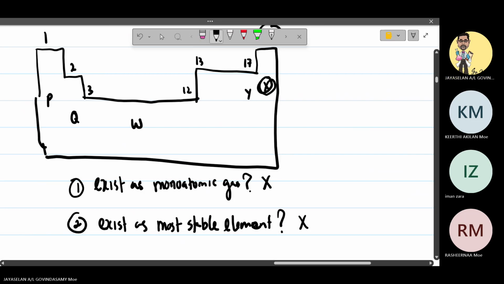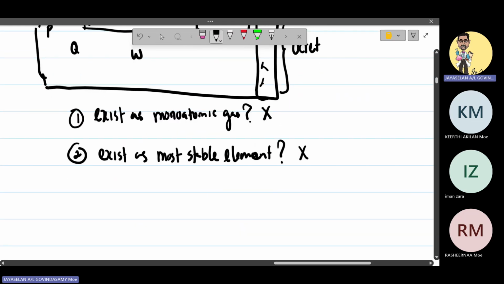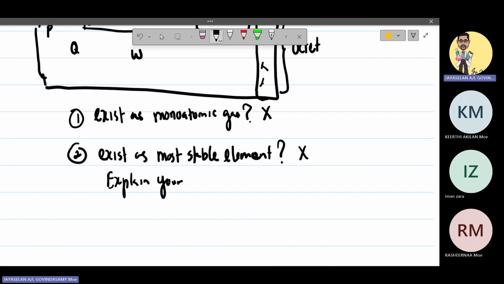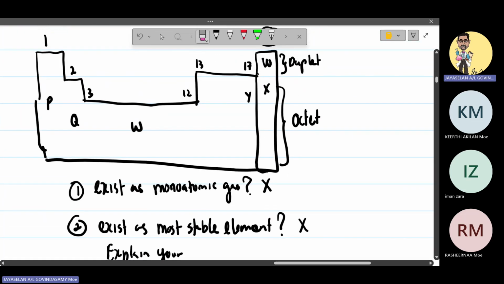Any question? Okay, question number 3. If they put W here, this achieves duplet. Year after year, all achieve; only this one has already achieved octet. So they will ask, after you put X, explain your answer. They will put explain your answer. When they put explain your answer, you look here, it is in the second place.